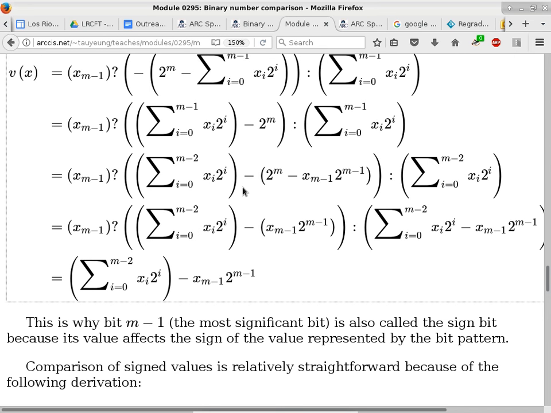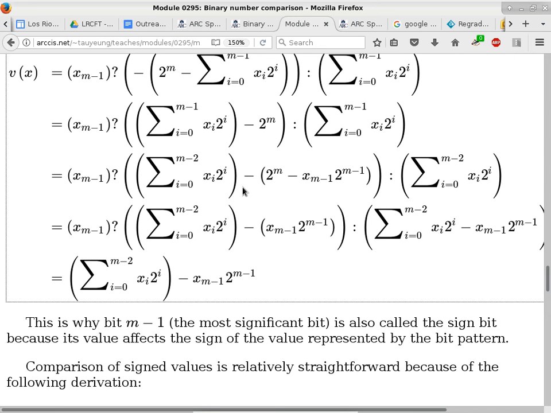And which term did I lose? X subscript n minus 1 times 2 to the power of n minus 1. But if x subscript n minus 1 is a 0, that term is going to be 0 anyway, so I can just get rid of it. Is that okay? Alright? So are we comfortable with the second to the third line? Okay? What about the third line to the fourth line? Yeah, what did I change?